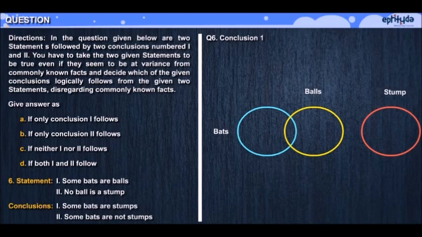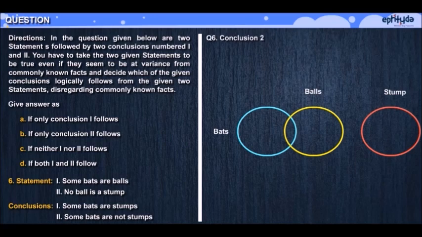For conclusion 1, step 1. Counter of conclusion 1. Some bats are stumps is no bat is a stump. Step 2. Use premise 1, some bats are balls, to draw a simple diagram. Step 3. Use premise 2, no ball is a stump, on step 2 to prove the counter, no bat is a stump. Since we can prove the counter, this conclusion is invalid.